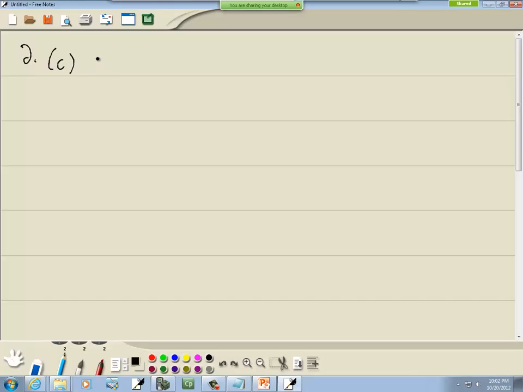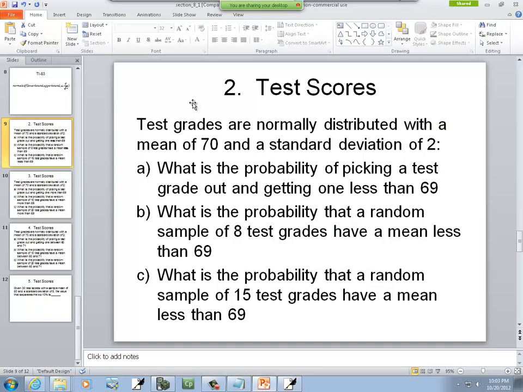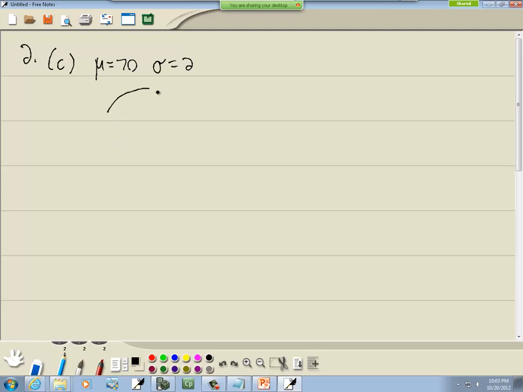And our mean is still 70 from up above, and our standard deviation is still 2. Now C. What is the probability a random sample of 15 test grades has a mean less than 69? Well, the picture is still this way, less than 69, looks like that. So we'll do our normal CDF, negative E99, comma, 69, comma, our mean, which is 70, comma, our standard deviation divided by the square root of n. And here we're talking about 15 test grades.